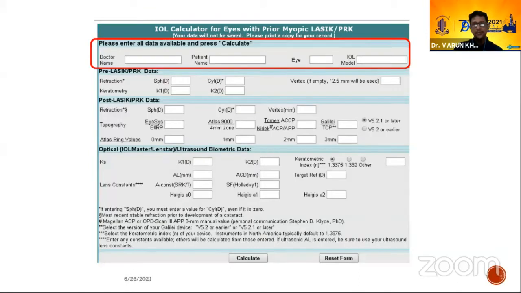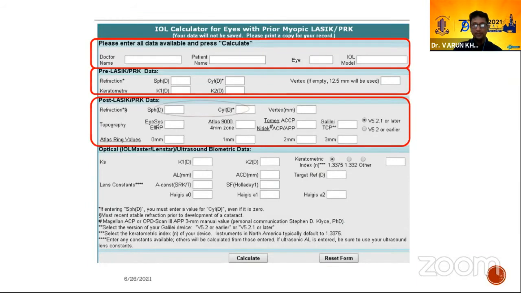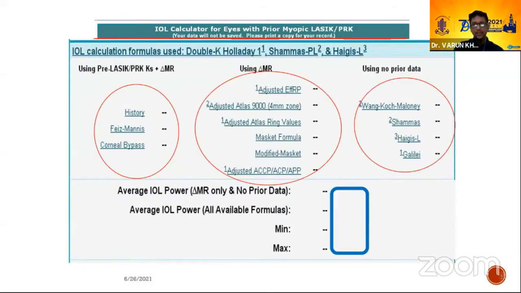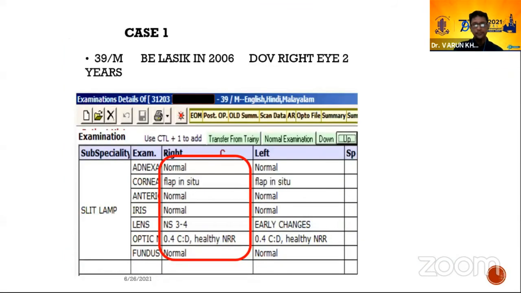This is the calculator for post-myopic LASIK and PRK, which has places to enter the patient data, the pre-LASIK PRK data if we have any, the topographical data, and the biometry data. All this has already been discussed, so I'm going to move ahead and try to go directly to the case reports.